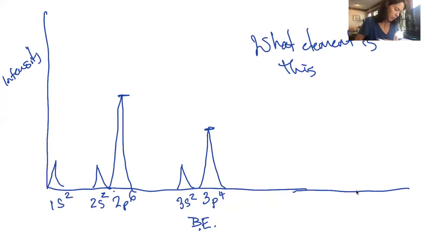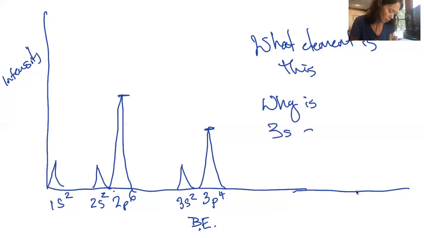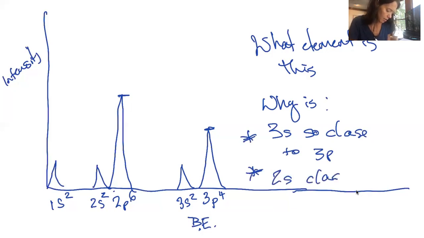So what other questions could you see? You could see, why is the 3s so close to 3p, right? Or why is the 2s closer than 3s? They could be really, really simple questions, but you'll be surprised at how many students will actually miss them because they're not paying attention to realizing how simple this is.